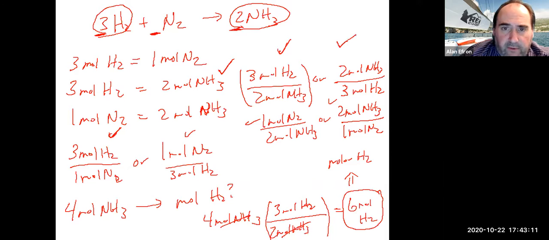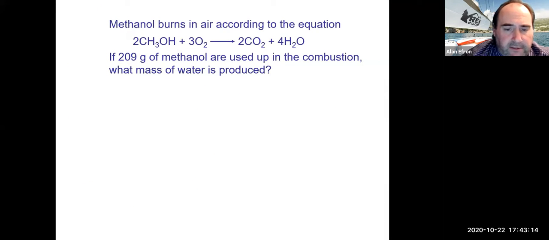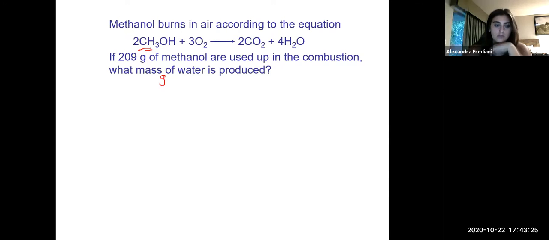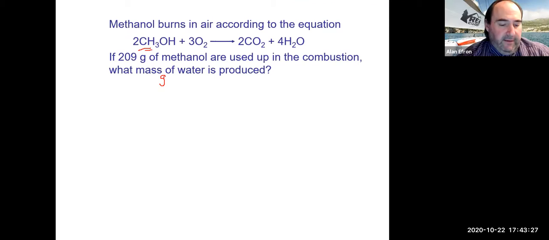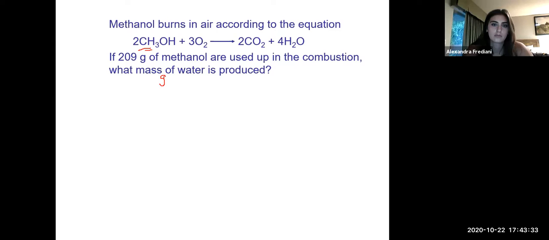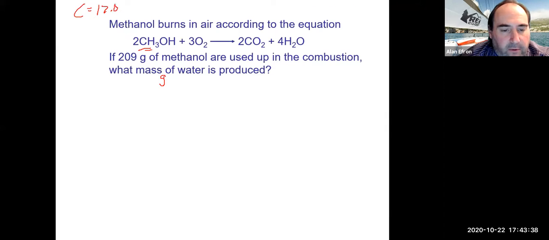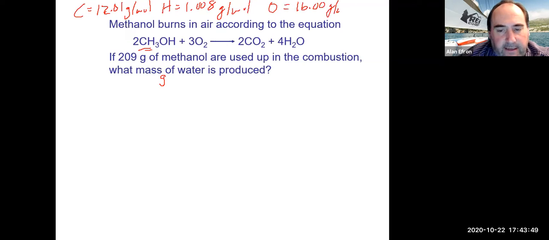Okay, so why don't you try one here and see what you come up with. We've got methanol, which is this one, burns according to this equation. How many grams of water are produced here? I'll give you some numbers in case you need them. Carbon is 12.01. Hydrogen is 1.008. And oxygen is 16. So give it a go.